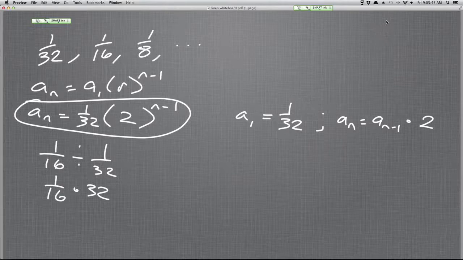Alright, now we want to find specific terms. Is that where you plug in? Yeah, we're going to have to find the formula and then plug in.